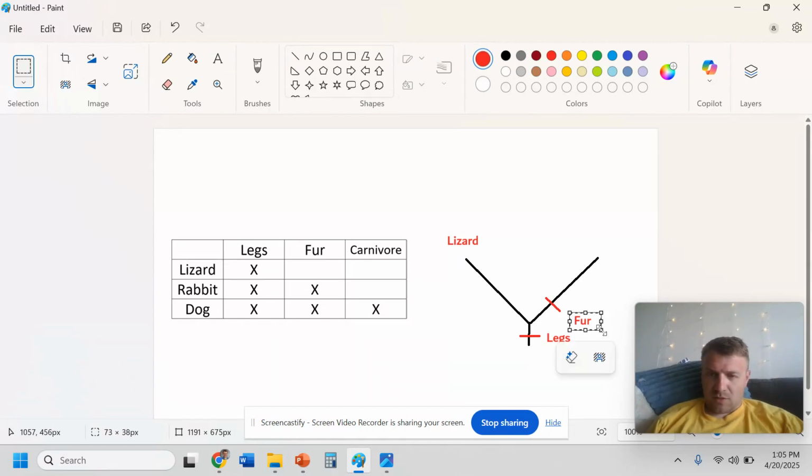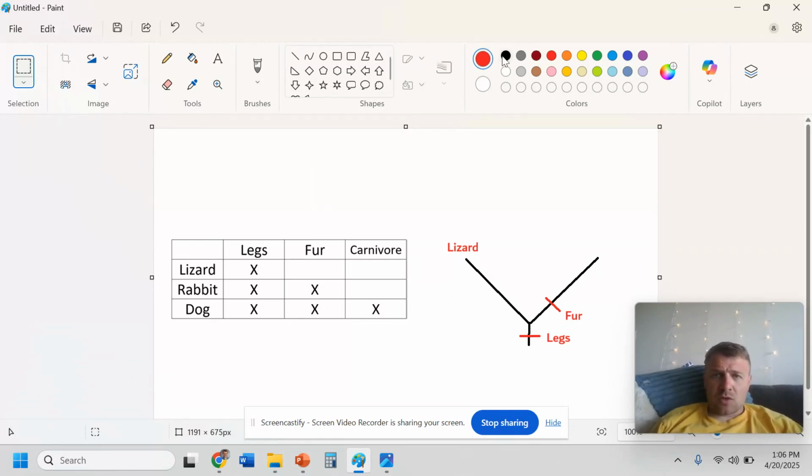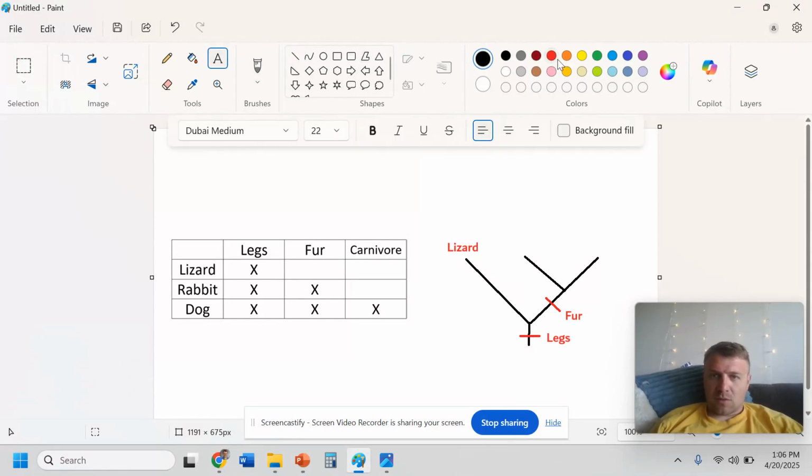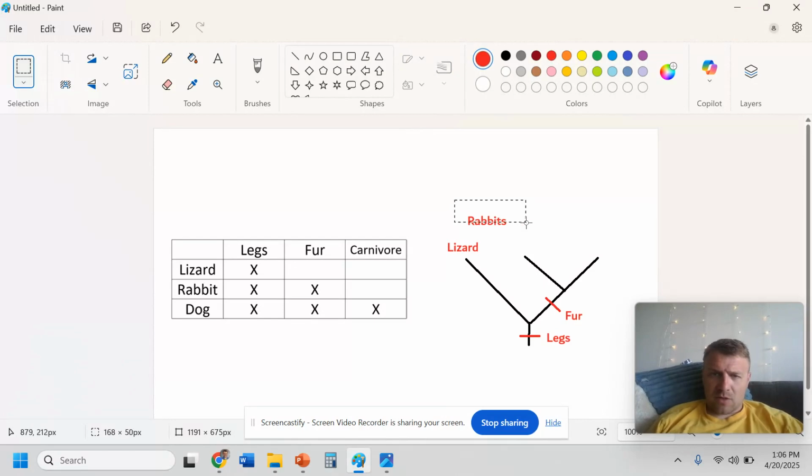I'm going to bring this one a little bit closer so they know it's right there. I'm also going to bring lizard down just a little bit. There we go. And then what I'm going to do is I'm going to have rabbits speciate from that. There's going to be a speciation event. I'm going to put rabbits, and rabbits are going to go here. So again, rabbits have legs and they also have fur.